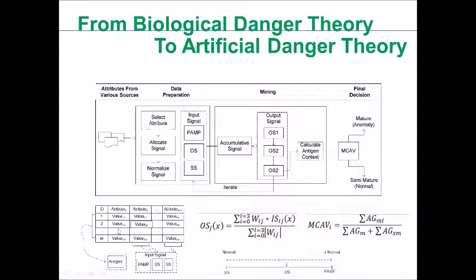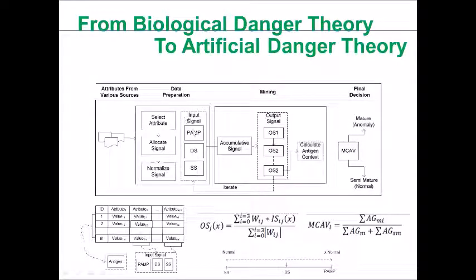And all these body cells are considered as having a similar possibility to be affected with bacteria, virus, all those things. And then during the maturity process, it will carry 3 signals: PAMP, danger signal, and also safe signal. So these are the attributes of each record. It will be represented as an input signal. That's why we need to select attributes, allocate signals, whether this is PAMP, danger signal, or safe signal, and then we need to normalize the signal. This is a calculation of how to normalize. It will accumulate the signal.